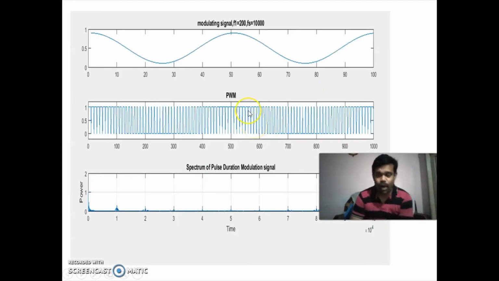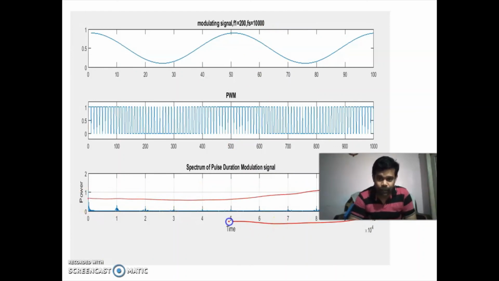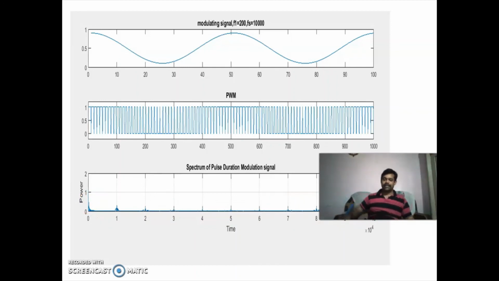Okay, so this is the output of your pulse width modulation or pulse duration modulation, and this is your modulating signal. It is having a frequency of f1 and a sampling frequency of 10,000, and this is your pulse width modulated signal. What we are doing is changing the pulse of the carrier in accordance with the modulating signal. Okay, finally we got the spectrum. This is the spectrum of your pulse duration modulation or pulse width modulation.